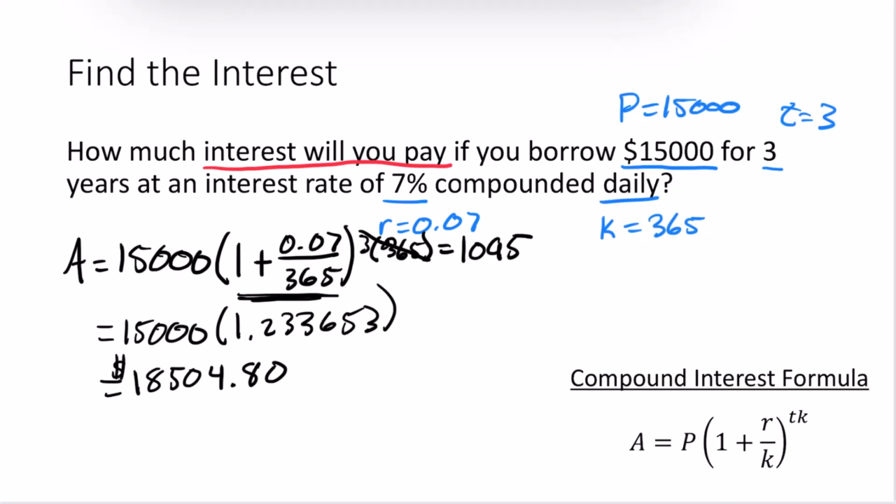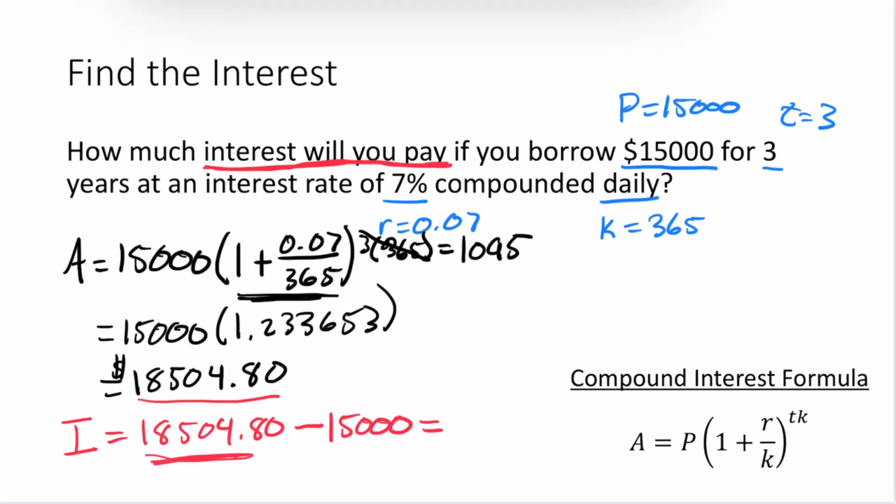Now, this is the total amount that I have to pay back at the end of my loan. However, that is not the question that was asked. They asked, how much interest will you pay? And this is my total amount that I'm going to end up paying back. So my interest is going to equal this number, $18,504.80, and I'm going to subtract the initial amount that I borrowed to figure out how much of this is interest. And that tells me the amount of interest I need to pay is $3,504.80. And this is the amount of interest that I will pay.